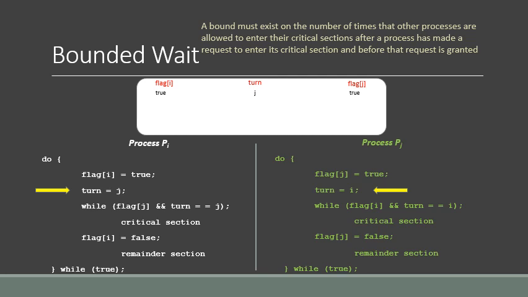The third condition is bounded wait. A bound must exist on the number of times that other processes are allowed to enter their critical sections after a process has made a request to enter its critical section, and before that request is granted.